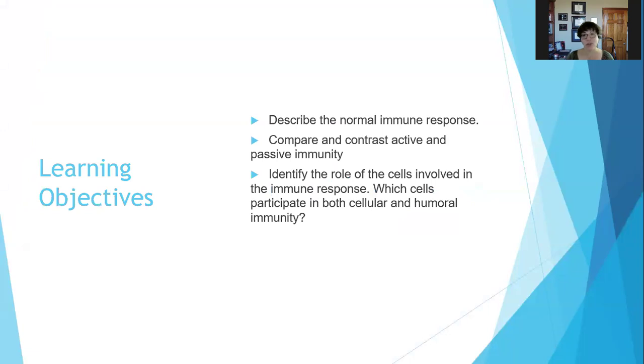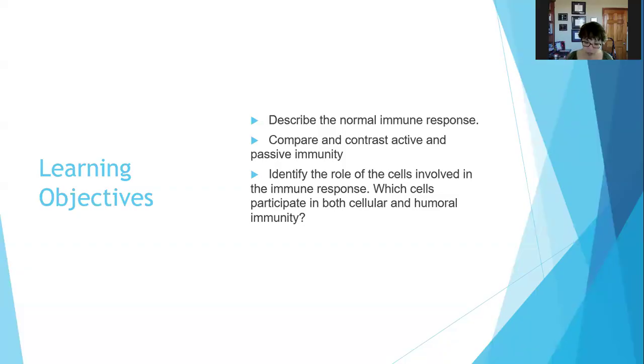So I want you to be able to describe the normal immune response, to compare and contrast active and passive immunity. And we'll talk about the different types of immunity. Identify the role of cells involved in the immune response and which cells participate in both cellular and humoral immunity. And we'll talk about what those are. So cells are kind of the basis of the immune system.